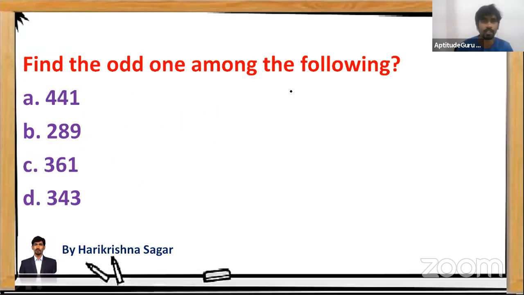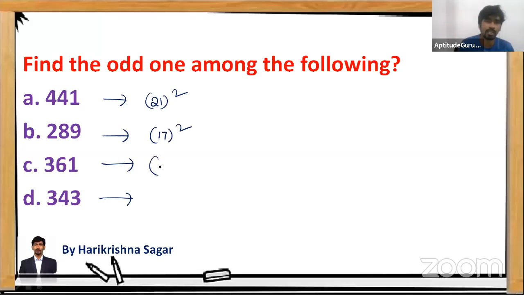What is the odd man out here? So we are able to see 441, 289, 361, 343. What is the odd man out here? 441, we can say this is going to be 21 square. And what is 289? Very familiar number, 17 square. What is 361? This is going to be 19 square. What is 343? It is going to be 7 cube.